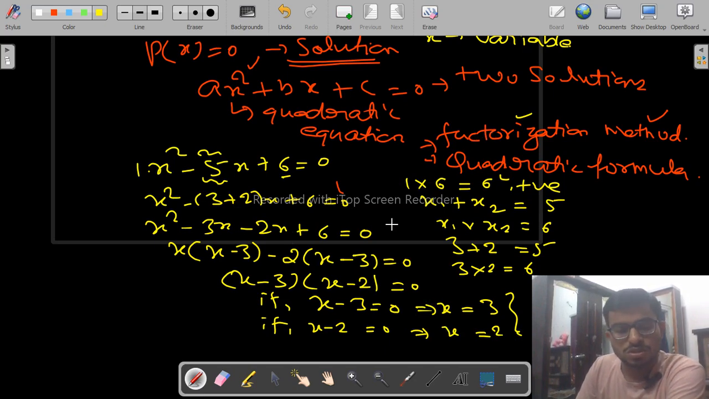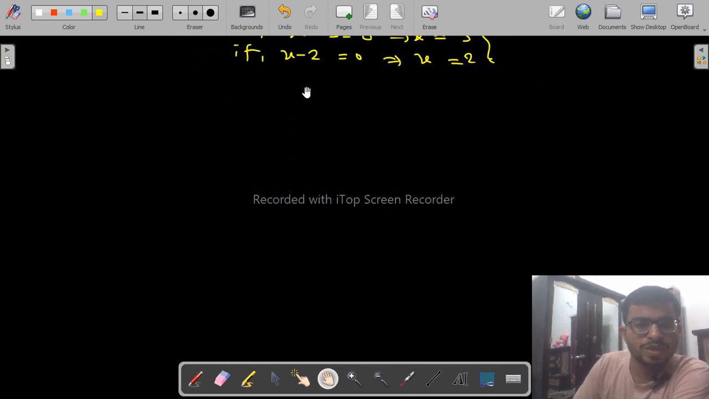This is not applicable for all kinds of quadratic equations. So what is the most general method? That is the quadratic formula. Now we are going to see what the quadratic formula is and how to obtain it, right?